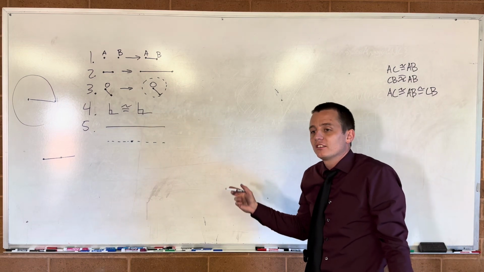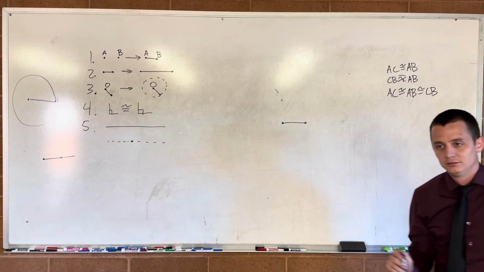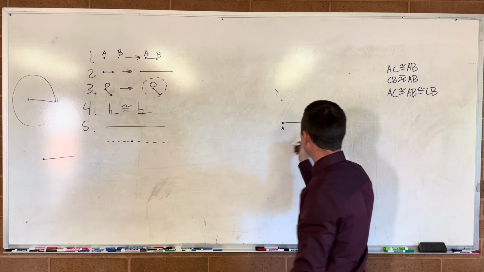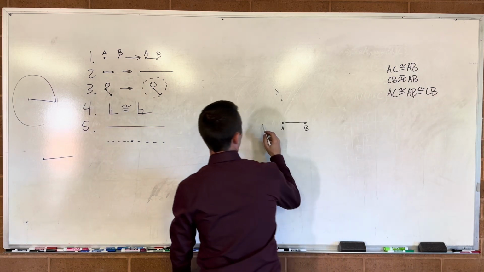Another one of his postulates is that given a line segment, you can construct a square with that as its side. So this is point A, B. My job now is to come up with a square with that as its side length. Okay, so let's do that one really quick.